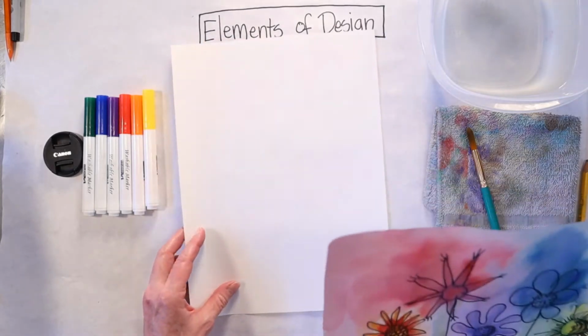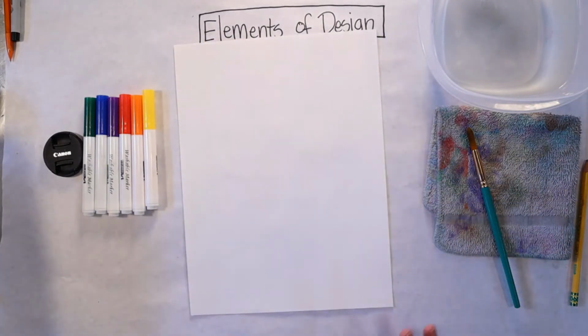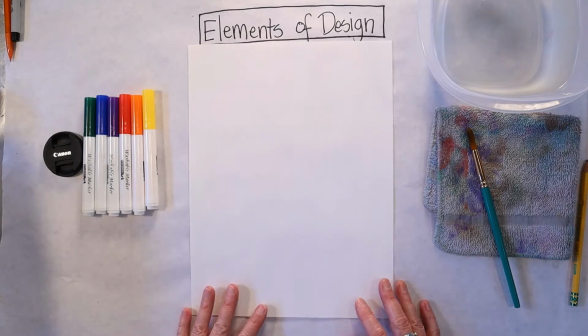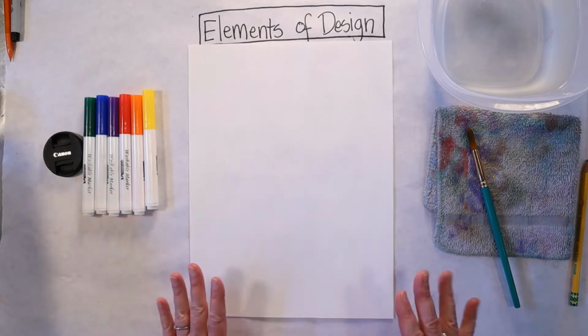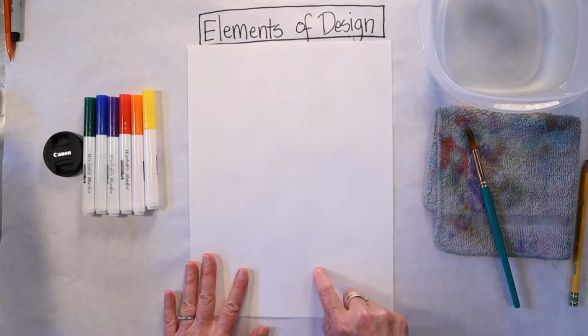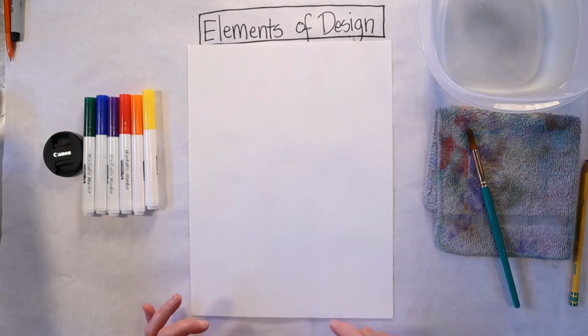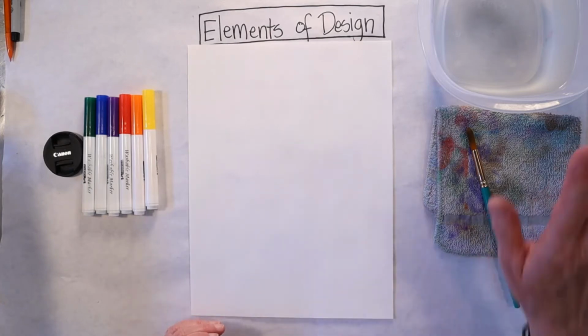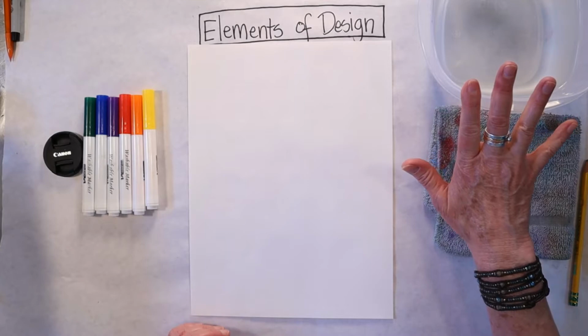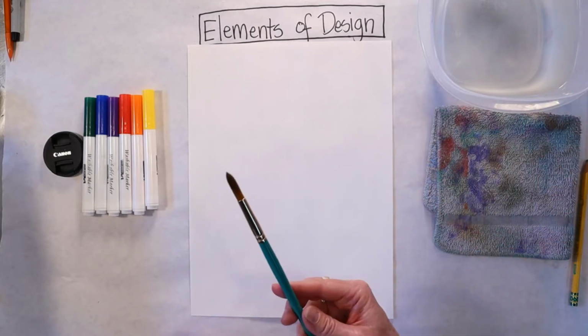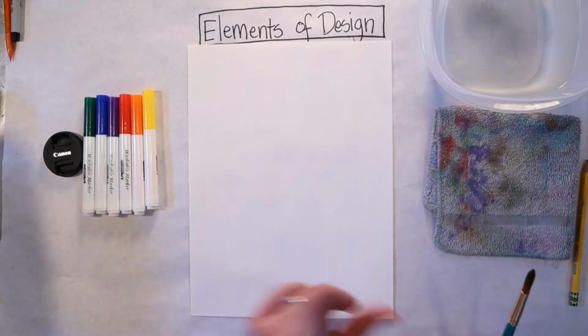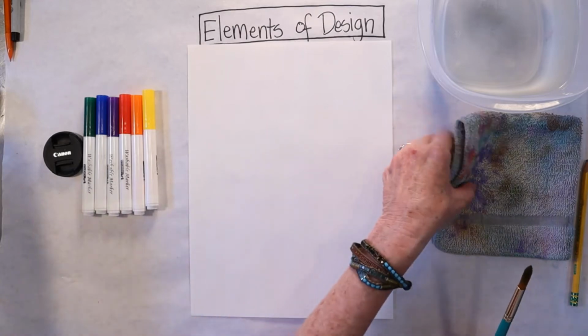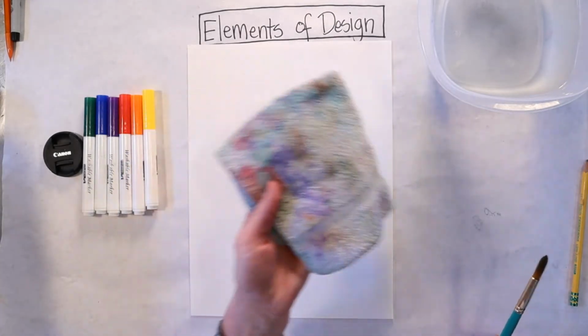So I need you to go find some supplies. You need your markers. You need a piece of paper. It can be regular drawing paper or it can be watercolor paper. You need a container of water. You need a paintbrush, my friends, or a finger. You could use your finger. You need a wash rag.